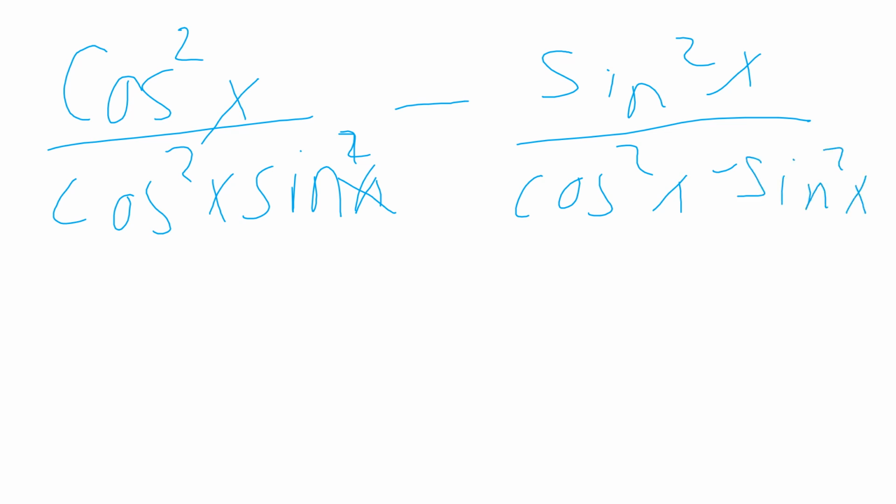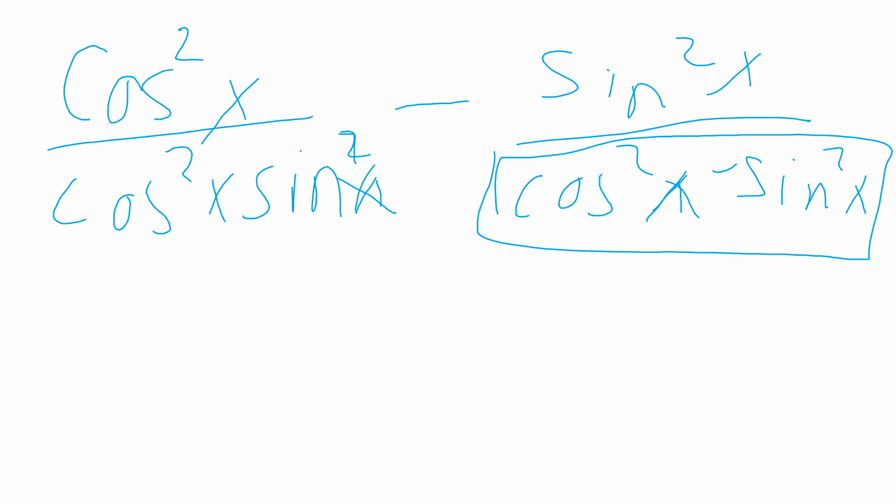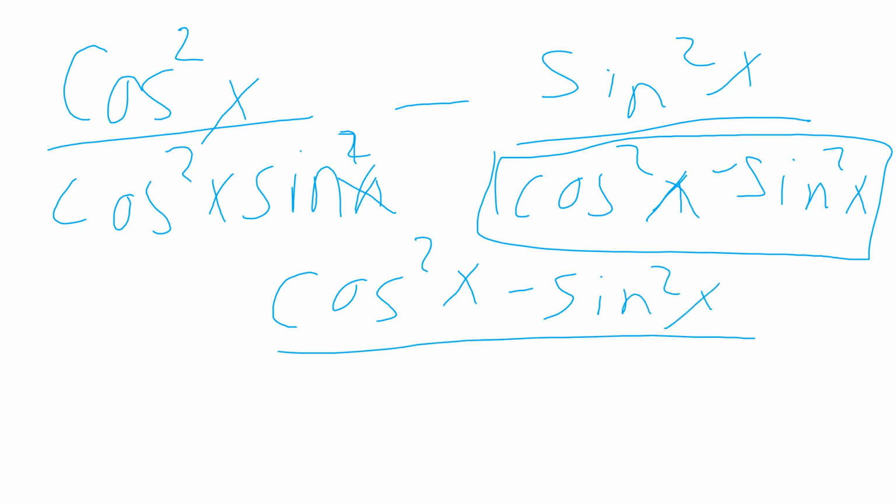And the reason you were able to flip it from sine minus cosine to cosine squared x minus sine squared x here is because you multiplied by -1. And once you do this, you bring them together like last time, which will give you cosine squared x minus sine squared x over, of course, same denominator, cosine squared x minus sine squared x, of course, giving you 1.